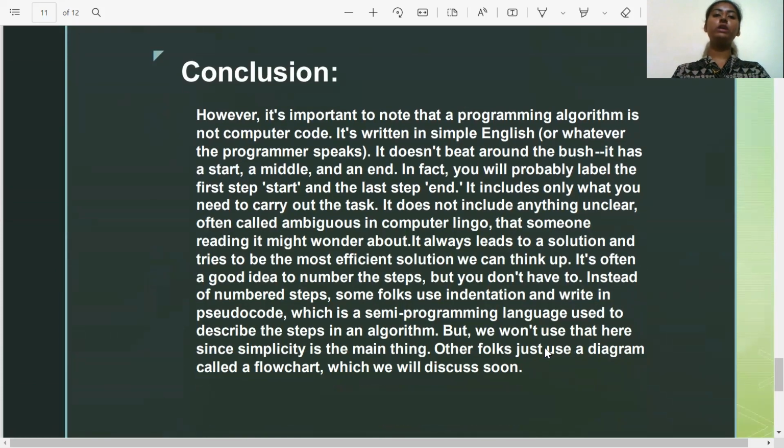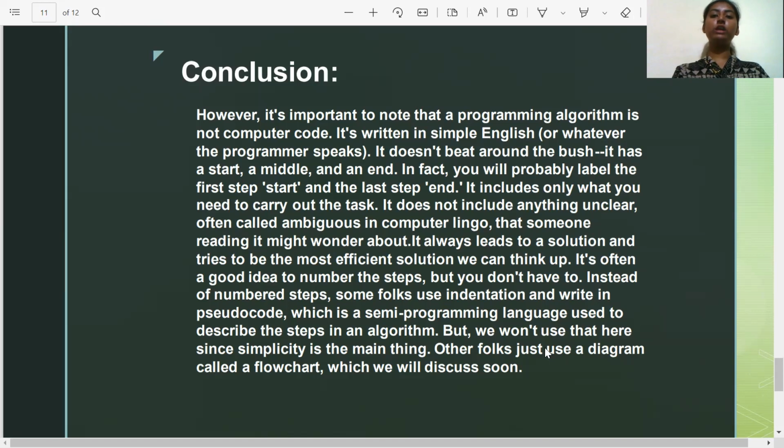Conclusion. However, it's important to note that a program algorithm is not computer code. It's written in simple English. It doesn't beat around the bush. It has a start, a middle, and an end. In fact, you will probably label the first step start and the last step end. It includes only whatever you need to carry out the task.